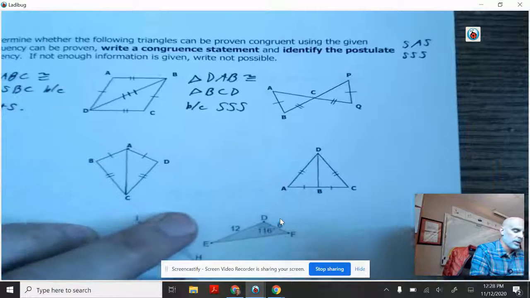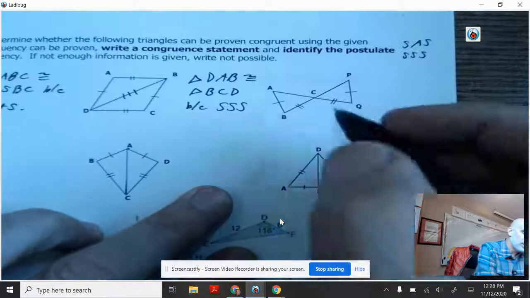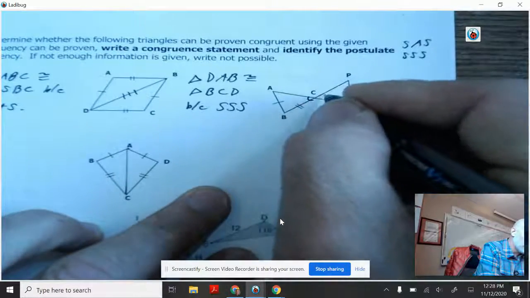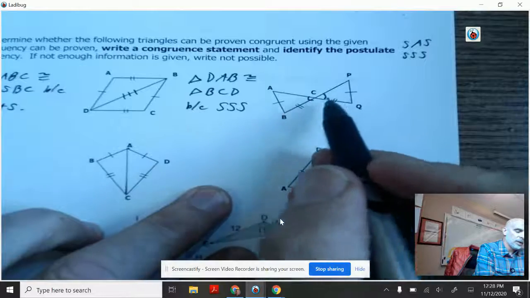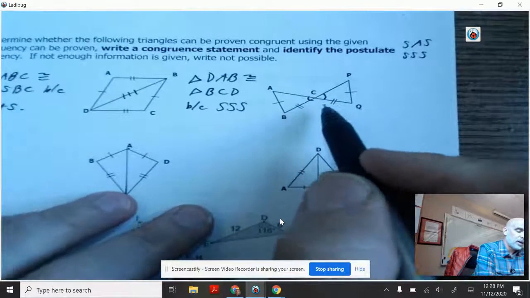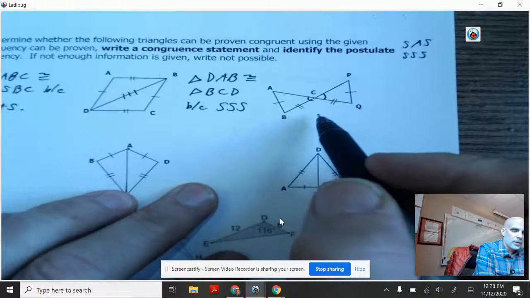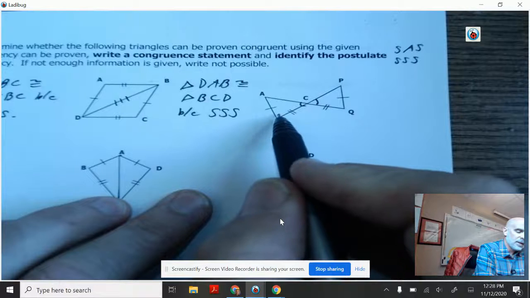Okay, let's do this one. The only thing we can add legally right here without just making stuff up is I can always add vertical angles. Some of you are probably thinking I've got two sides and an angle, two sides and an angle. But if you look closely, this is not side-angle-side. This is a big mistake for a lot of people, because in order for it to be side-angle-side, it would have to be the angle in between the two sides.